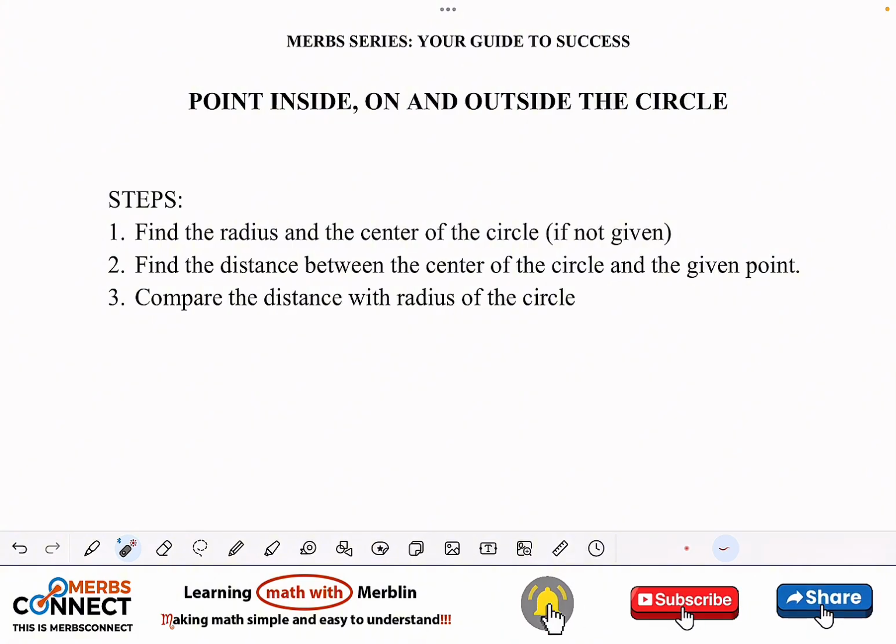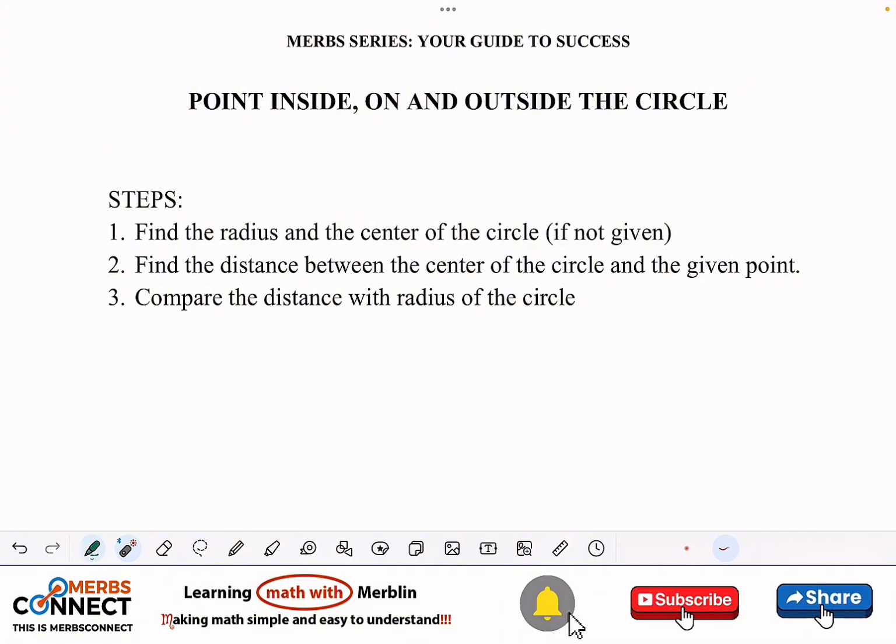Let's look at this question here, I love this one. Whenever a question says to check whether the point is inside, on, or outside the circle, these are the steps that you need to do. First, find the radius and the center of the circle if not given. If it is not given to you, find the center and find the radius, right?